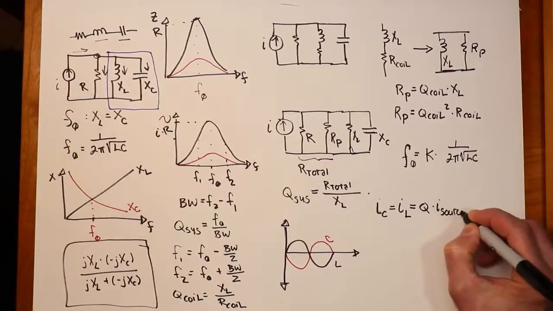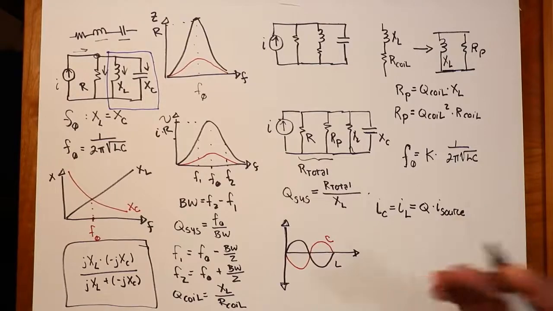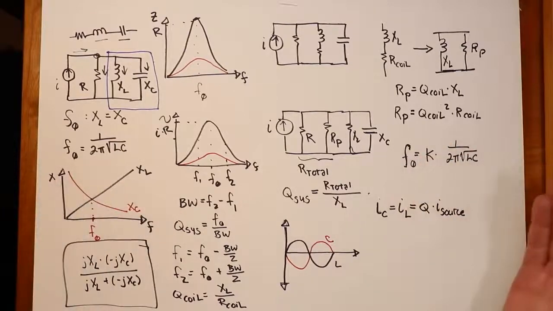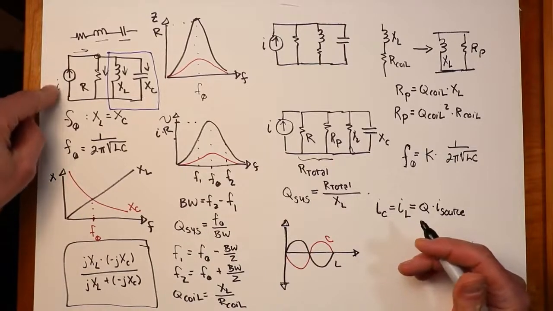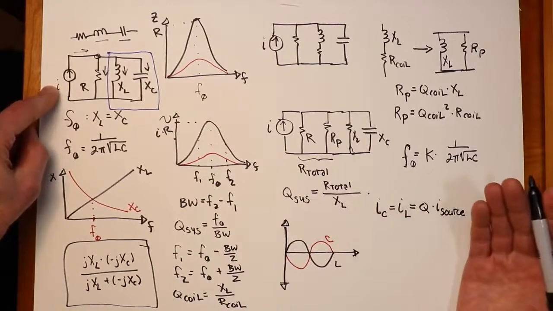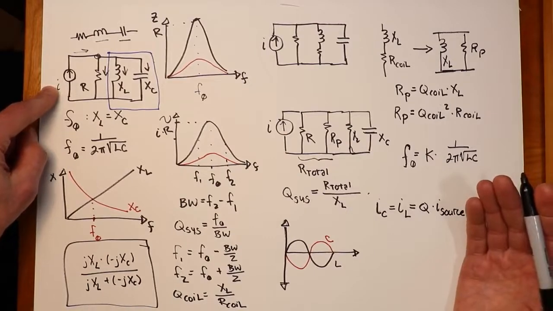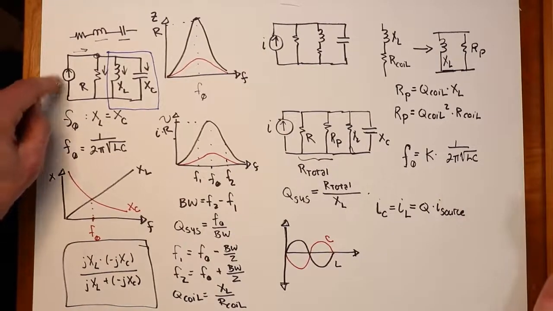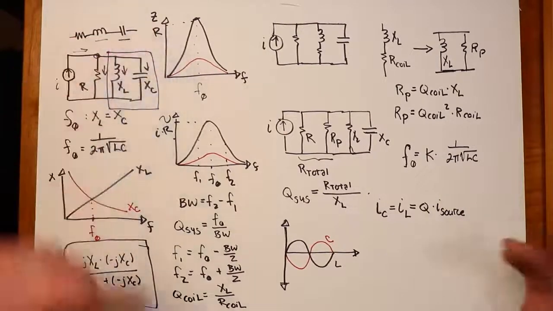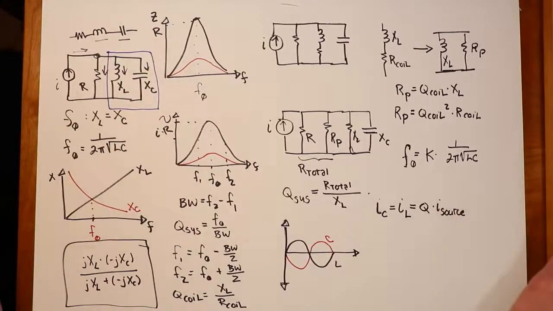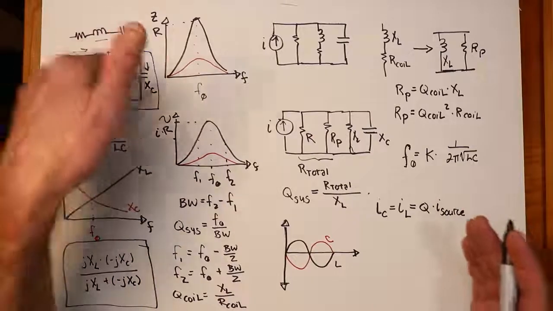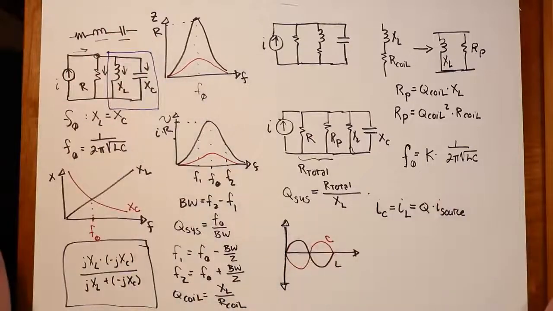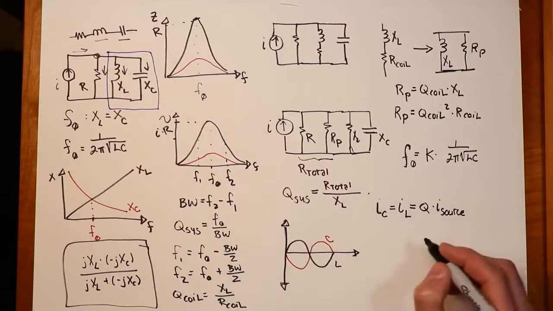So if we have a system Q of 50, and this is 100 milliamps, well, you're going to get 50 times 100 milliamps, right? So you're looking at 5 amps of current flowing through there. Quite possible. Seems a little crazy. You could have a milliamp source, and you're getting amps of current out here, but that's the way it works out, right? So something to watch for.